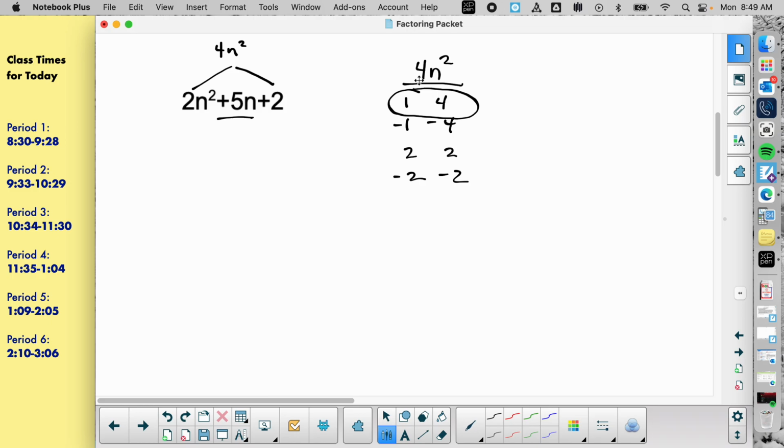Oh, okay, that's fine. Step 3, I'll just tell you what the step is. I'm going to replace the 5, the middle term, with the pair that I just circled. Okay? So instead of writing 5, I'm going to write 1 and 4. So I'm going to have 2n squared plus 1n plus 4n plus 2.